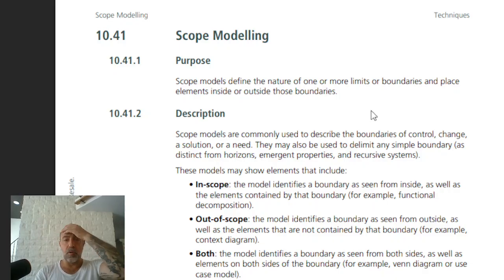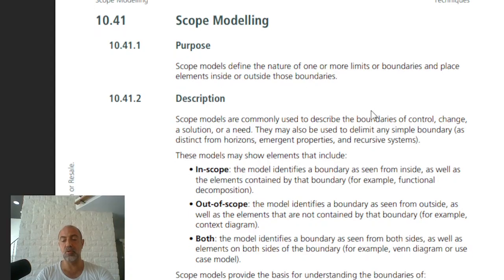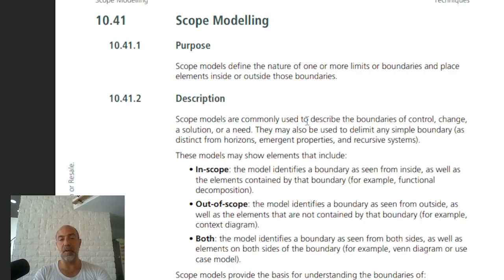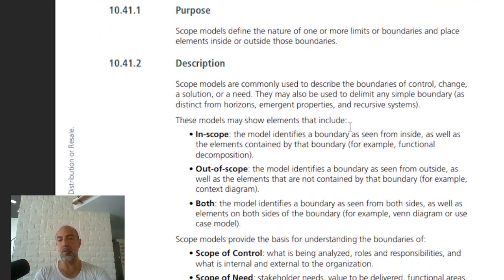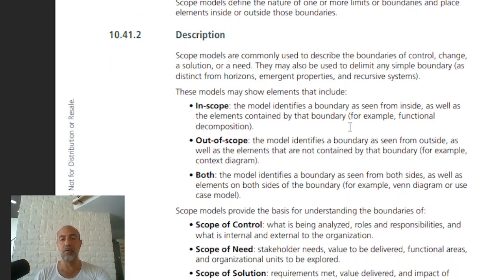What's the purpose of scope modeling? Scope modeling is making sure you don't think way outside of the box, right? You have to have constraints, or else creativity can run loose and you kind of screw yourself over. Scope models define the nature of one or more limits or boundaries and place elements inside or outside those boundaries. In the description, scope models are commonly used to describe the boundaries of control, change, a solution or a need. They may also be used to delimit any simple boundary as distinct from horizons, emergent properties, and recursive systems.